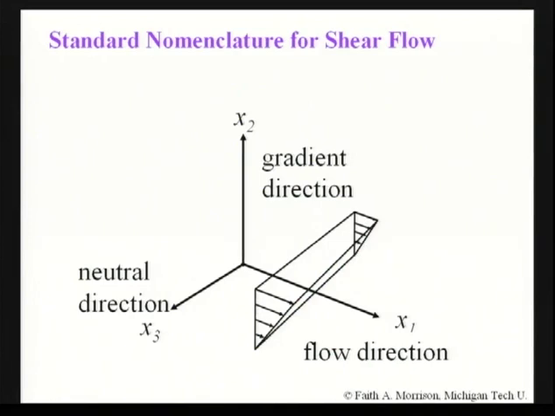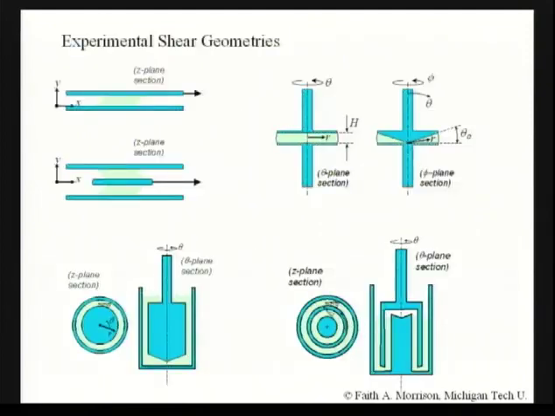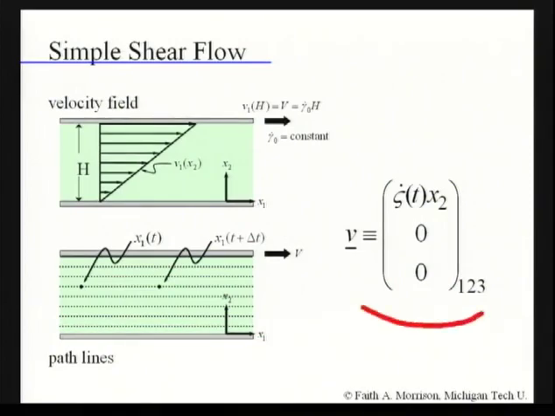In shear flow, we have a standard convention, which is 1 is the flow direction, 2 is the gradient direction, the direction in which it varies, and the third direction, where nothing happens, is called the neutral direction. We've already used this convention back here when we defined the velocity field in shear flow. So the 1 direction is the direction of flow, the 2 direction is the gradient direction, and there's nothing going on in the 3.